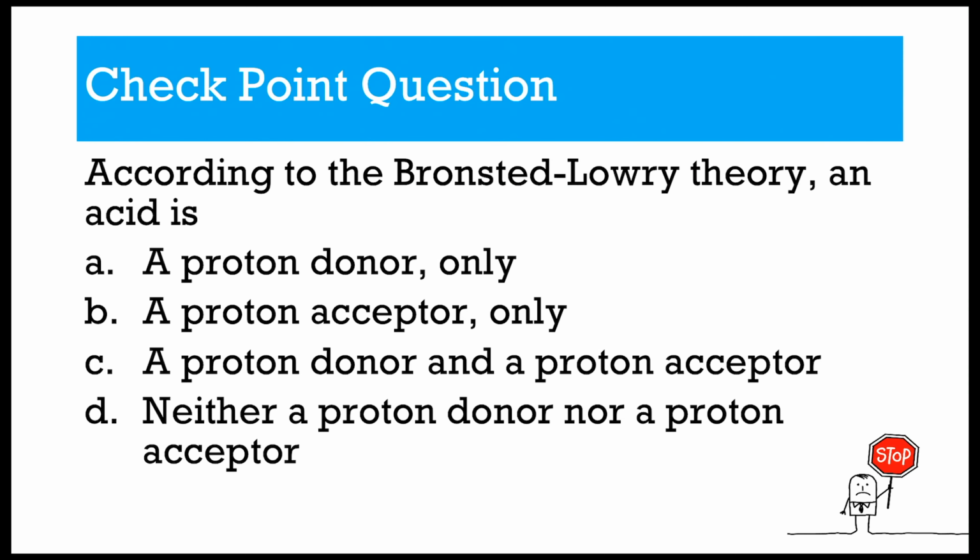The next one says, according to the Bronsted-Lowry theory, an acid is, we're talking about proton donors, acceptors. So bases accept, acids donate, and what are they donating? That H+. So the only one that makes sense is choice A, proton donor only.